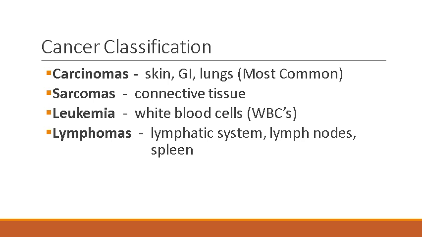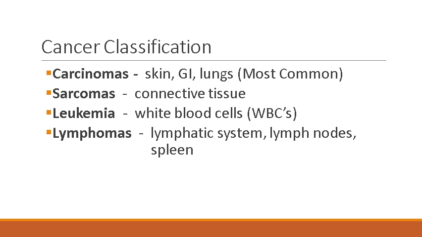Sarcomas happen in connective tissue. These can include things like fat tissue, sheaths, those myelin sheaths that serve as connective tissue within our nerves, cartilage, muscle, or bone. Leukemia is cancer that occurs related to the white blood cells. And lymphoma is cancer that occurs in the lymphatic system, lymph nodes, or spleen.